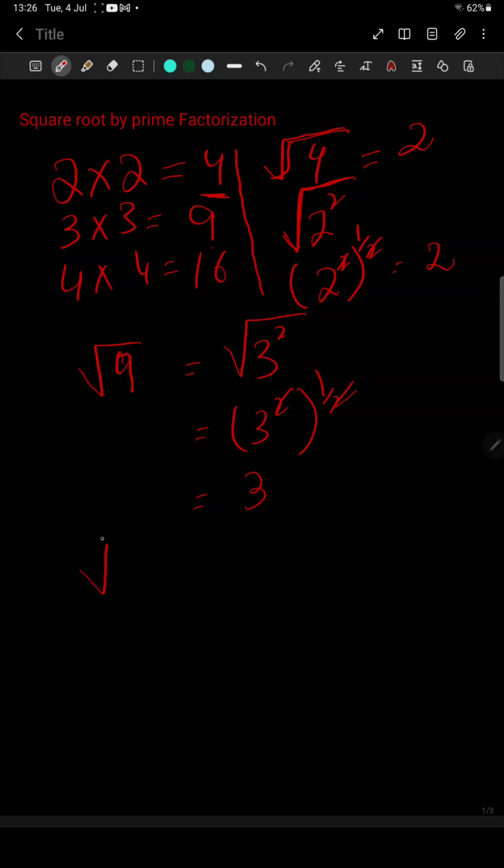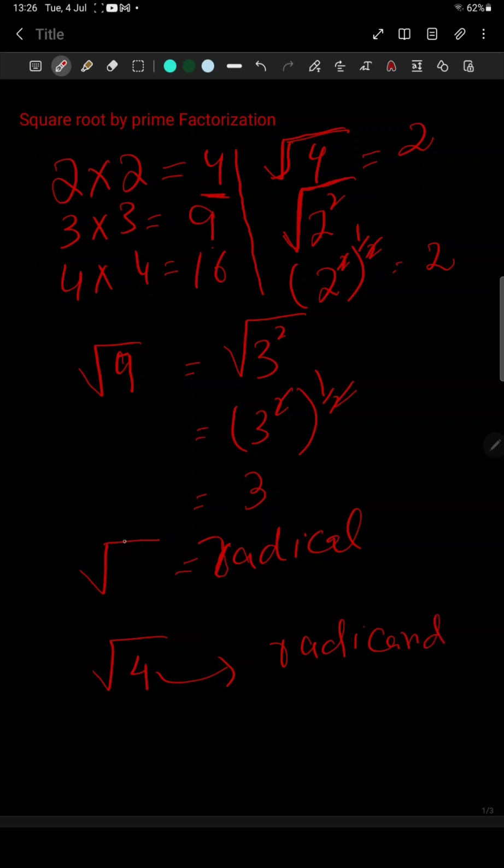This symbol represents the square root, and this is called radical. This is also named as radical. And the number inside the square root, for instance, the number 4, will be called radicand. So these are their names. This symbol is called radical. This is also called the symbol of square root. And the number inside is called radicand.